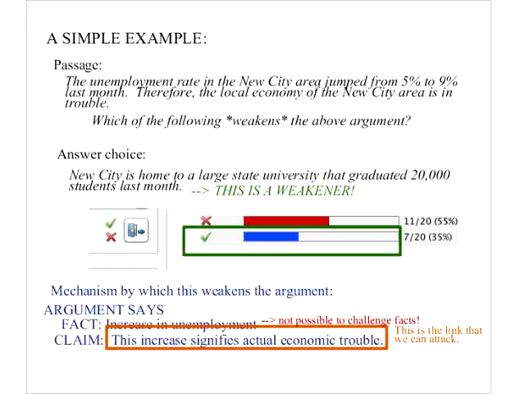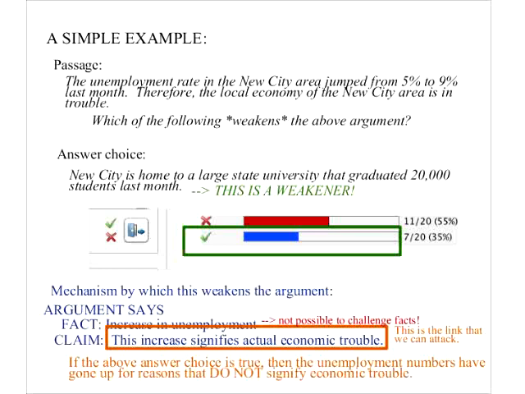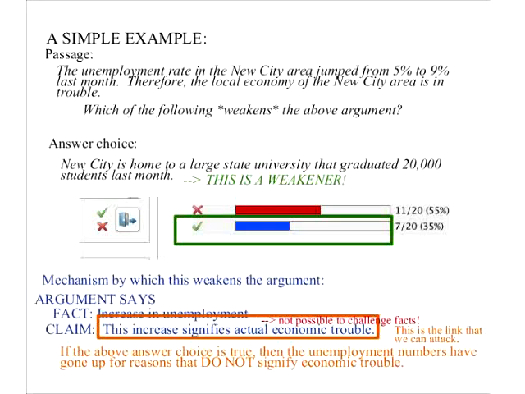So the only thing you can challenge is the interpretation of facts, but you cannot challenge the facts themselves. So the point is, the way this works is that if the above answer choice is true, then the unemployment numbers have gone up for reasons that do not signify economic trouble. Now, one thing that you've got to notice here is we are making assumptions when we do this.